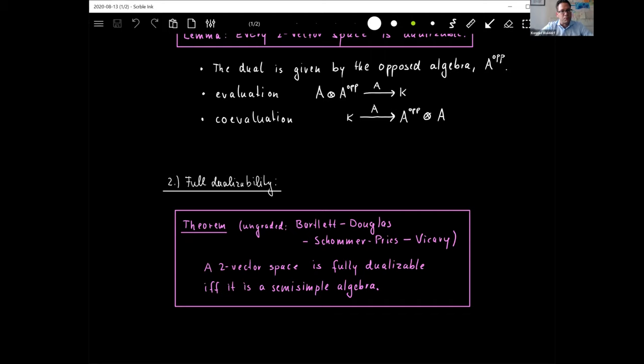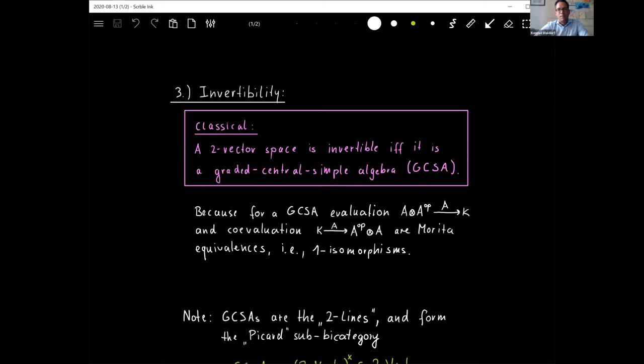So in the graded setting, an algebra is fully dualizable if it's semi-simple. I'm just telling this for completeness; for the purpose of this talk, it's not going to be relevant. Relevant will be the next, third, and last strongest notion of dualizability, namely invertibility.